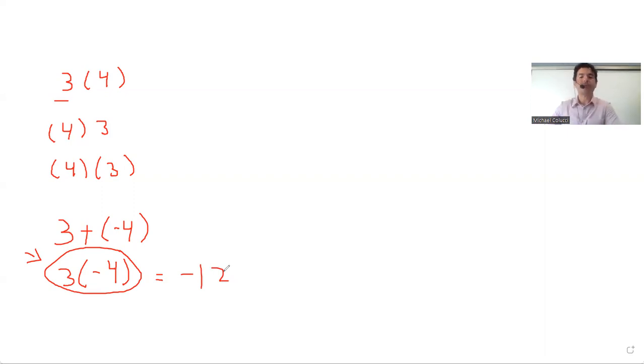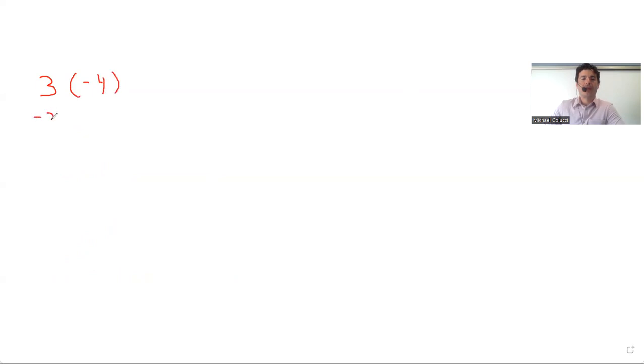Okay. So over time, you're going to get used to the use of parentheses. This is just a little bit of a primer into that. Let's use parentheses to practice now what the rules of multiplication are. And a little hint, the rules of division are exactly the same.